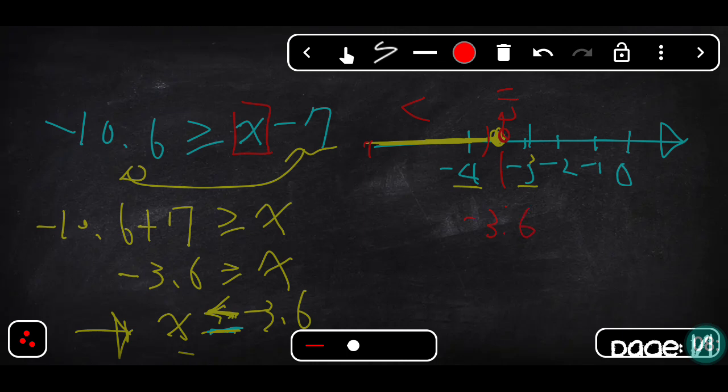So the whole thing means smaller than or equal to negative 3.6. That's it.